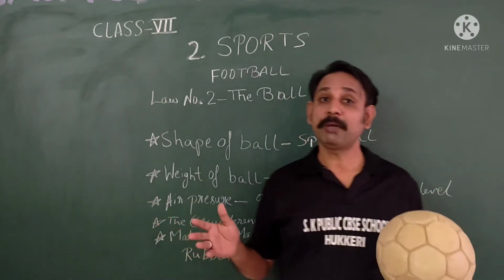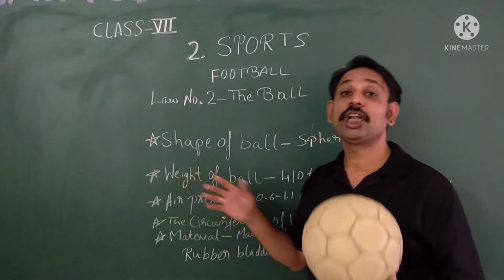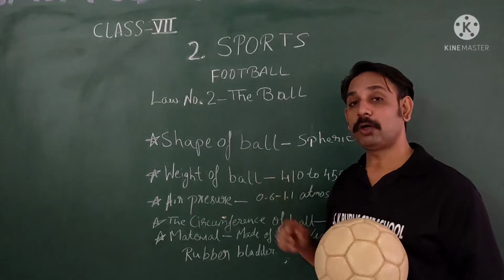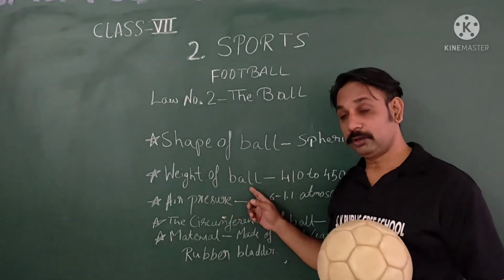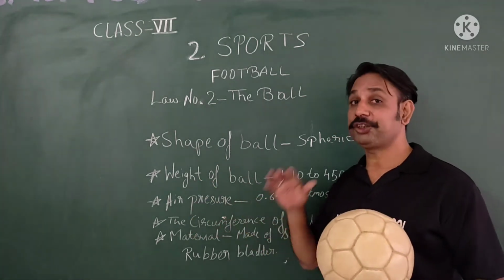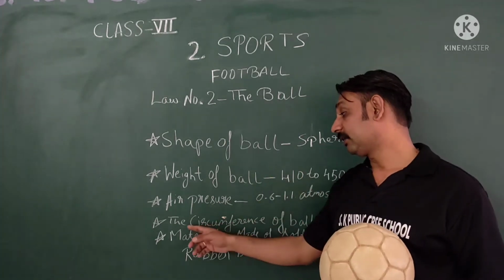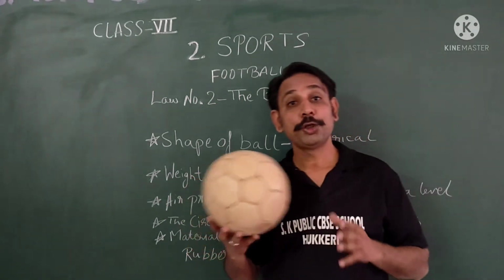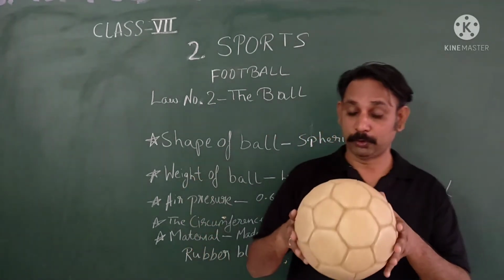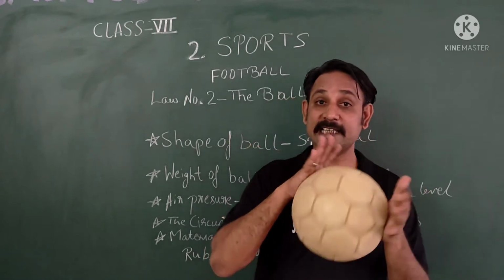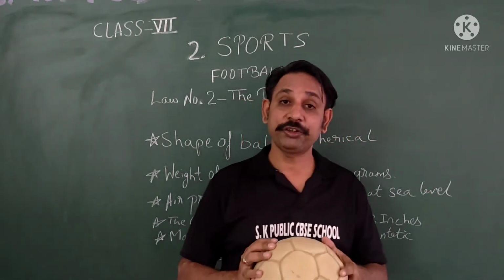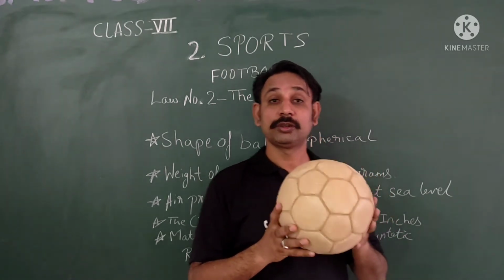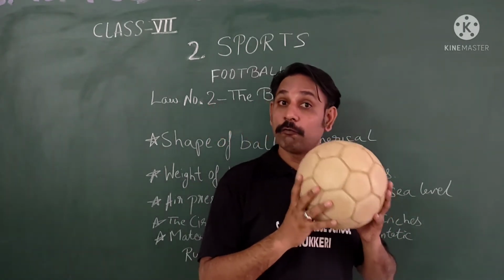So let us see one by one what we are going to study in law number 2, that is the ball. We are going to know the shape of the ball, weight of the ball, air pressure to be filled in football, the circumference of the ball, and the last one is the material used to play football. So how is the football made, what is the air pressure filled in it, and what is the material used in making a football.